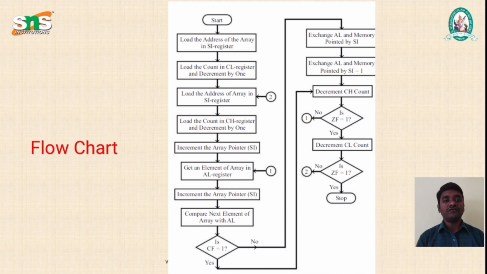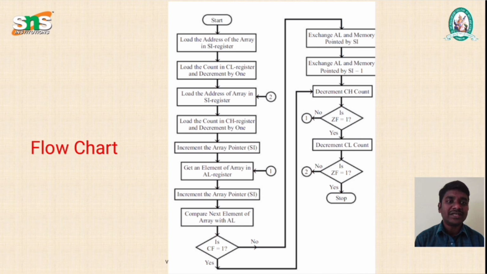So this is the flow chart for the ascending order program. There are 15 steps involved, and one by one we'll discuss them in the flow chart. First we have to start, then load the address of the array in the SI register. The second step is to load the count in the CL register and decrement by 1. Then only we can fetch the data and compare with other data.